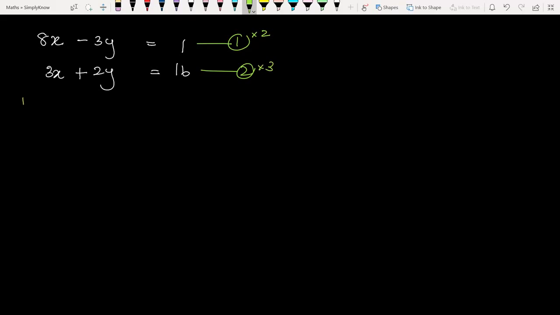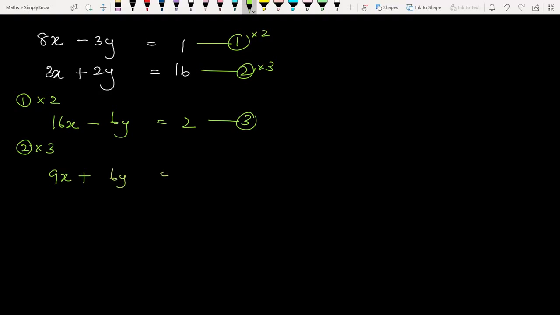So let's multiply the first equation by 2. 8x times 2 is 16x, minus 3y times 2 is 6y, equals 1 times 2 is 2. And this is our third equation. And let's multiply the second equation by 3. 3x times 3 is 9x, plus 2y times 3 is 6y, equals 16 times 3 is 48. And this is our fourth equation.